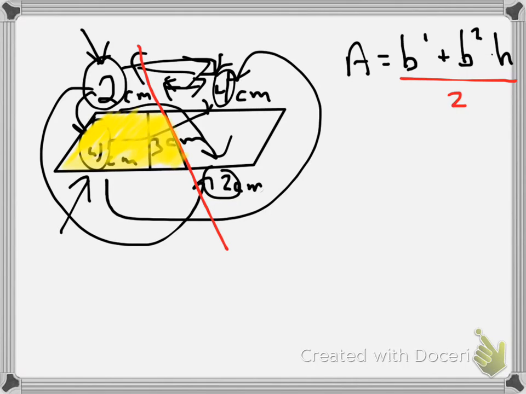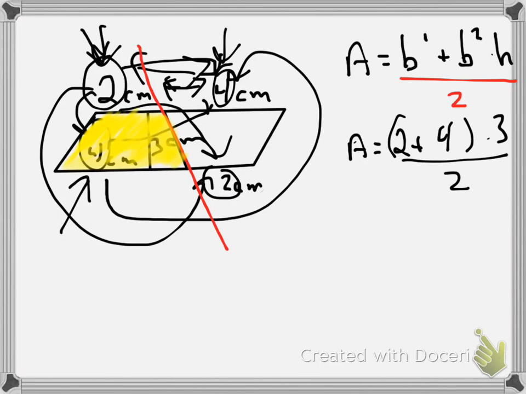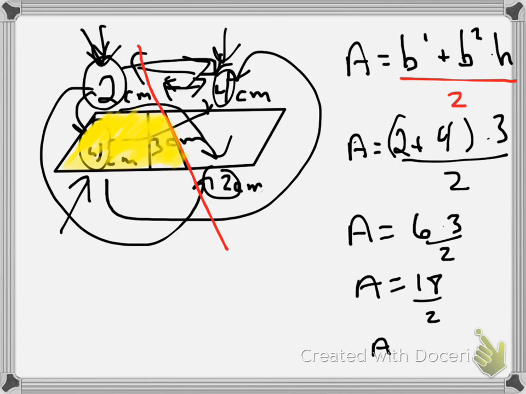Now we're just going to plug it in and see whether or not the numbers work and whether or not they're reasonable. So that would be our next step. We're going to go A equals 2 plus 4, because we've got base 1 plus base 2, and then multiply it by the height, which is 3. We're going to take everything and divide it by 2. Following BEDMAS, we've got 6 in the brackets times 3 divided by 2. That leaves us with 18 over 2, which is 9 centimeters squared.